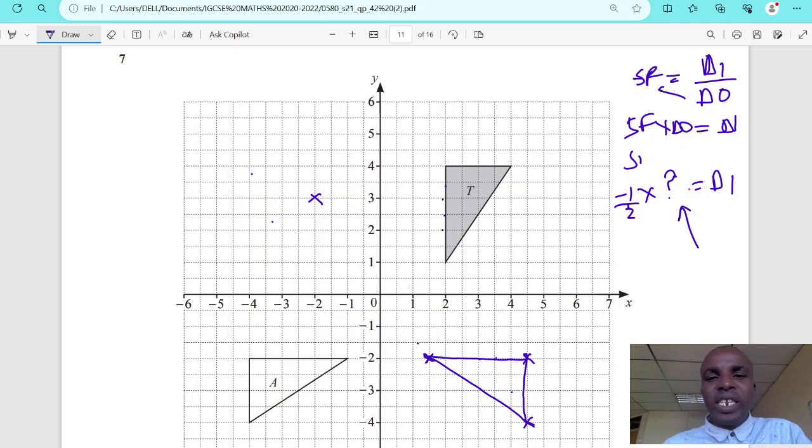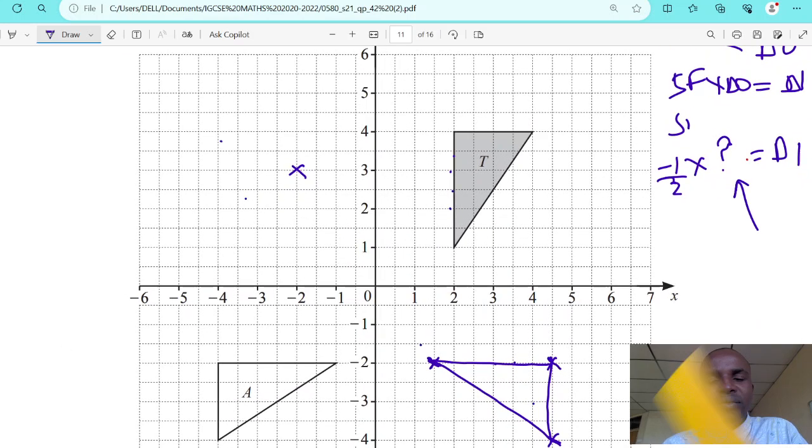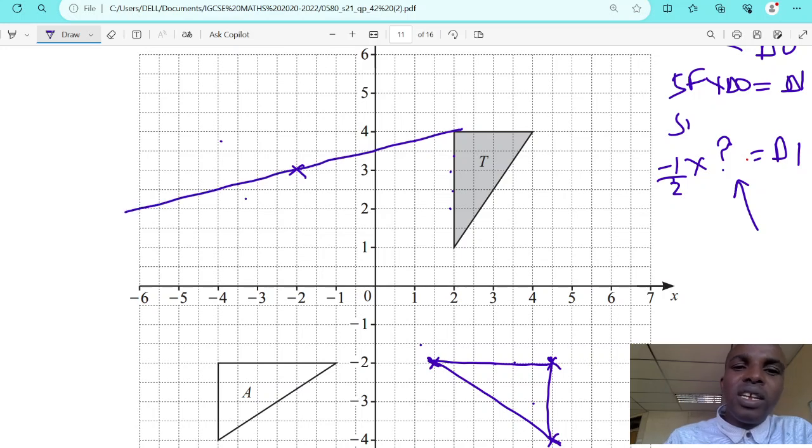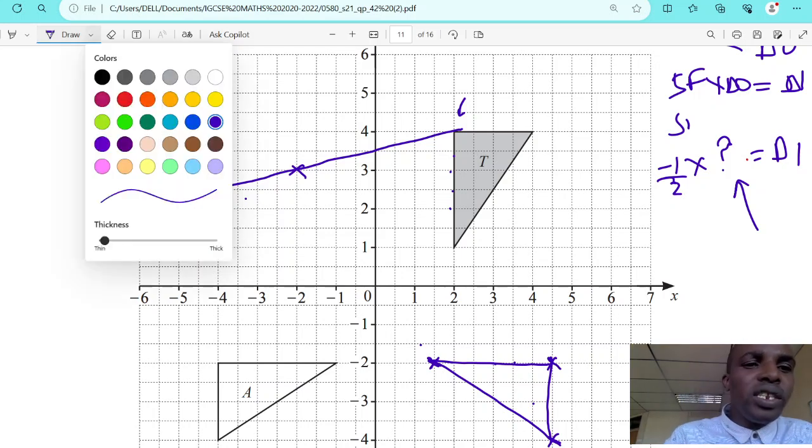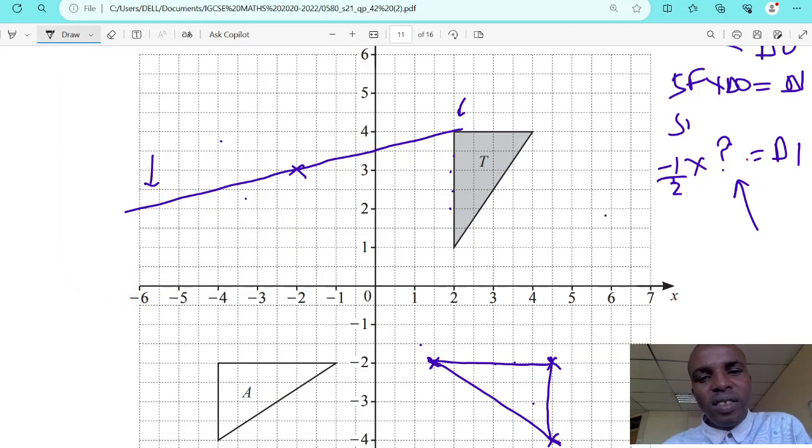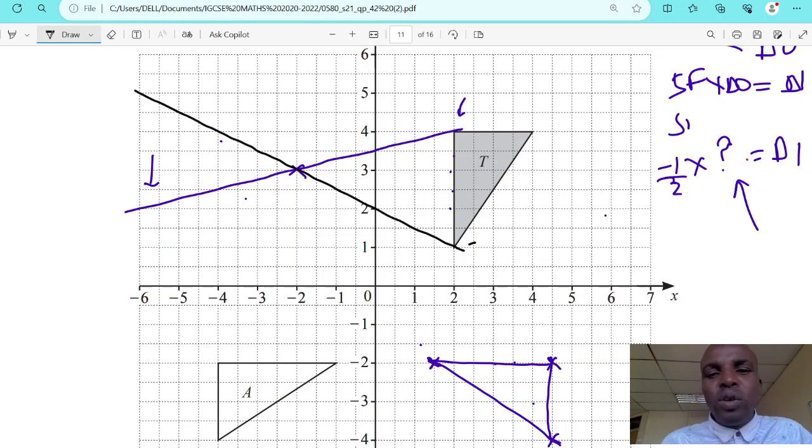But first thing, you join the center with these points. You join this point first. So it means the image of this point is on this line. Then join another one. The other one is this one, I can choose this one. The image of this point is on this line. That's what it means. Then the last one is this one.